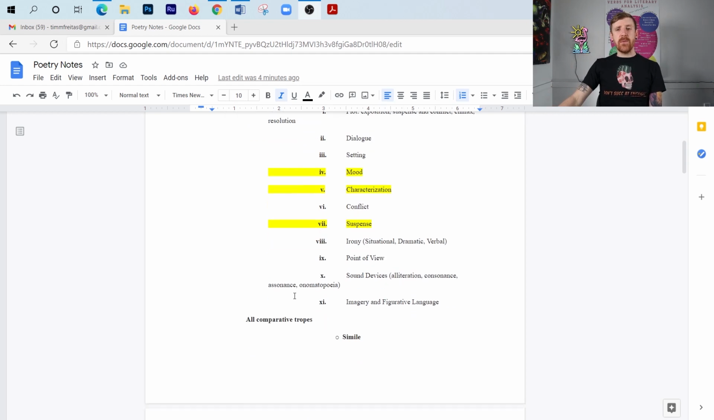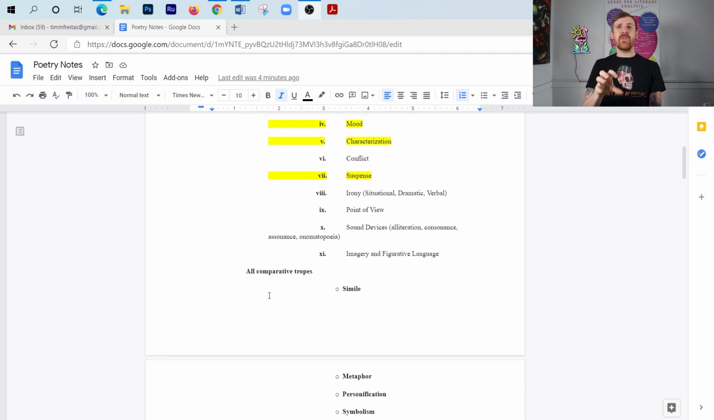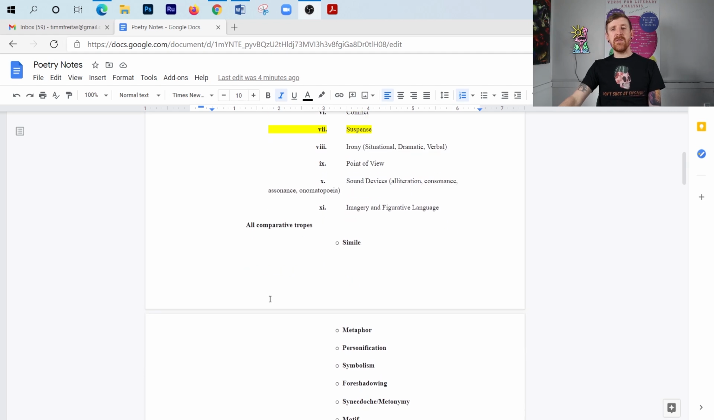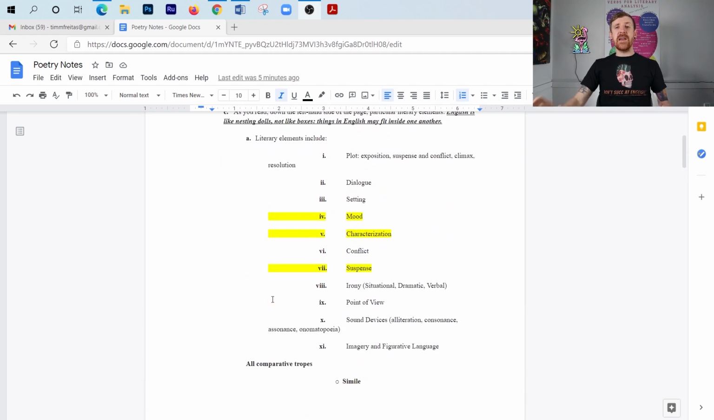And I did add a couple bits of language on here, but I took almost all of them from the course and exam description. So while I read my poem, I'm going to annotate down the left-hand side just for literary elements, okay?